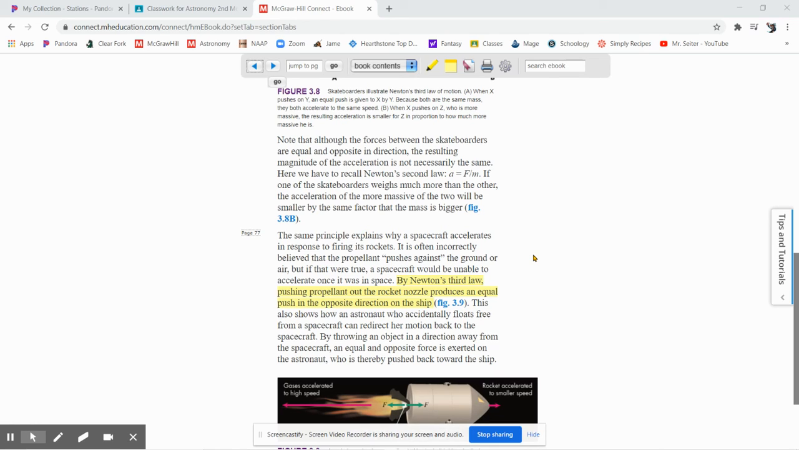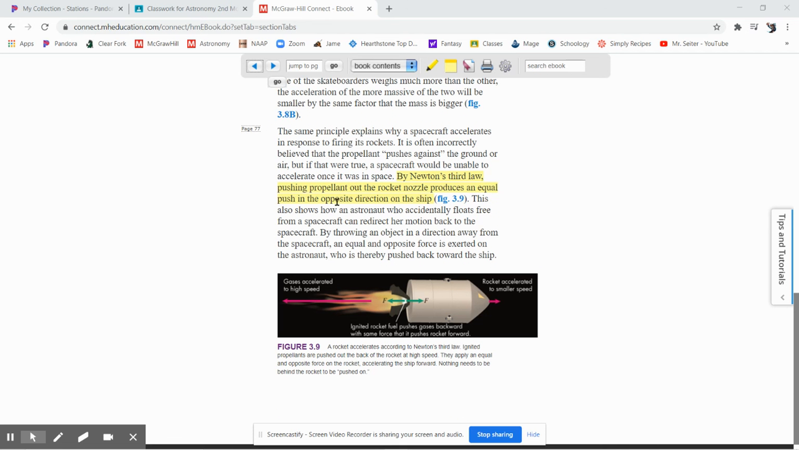By Newton's third law, pushing propellant out of the rocket nozzle produces an equal push in the opposite direction. And that is how a rocket functions in space. All right, that's it for this lecture.